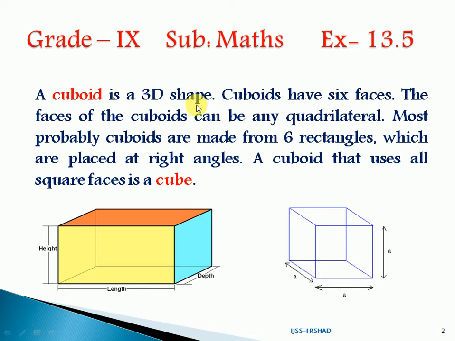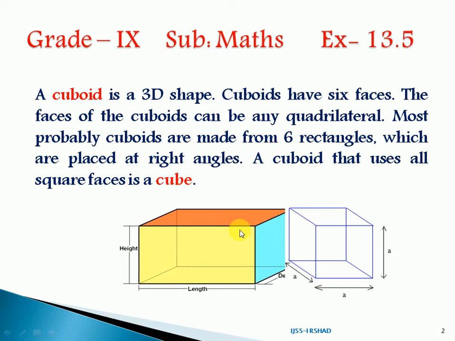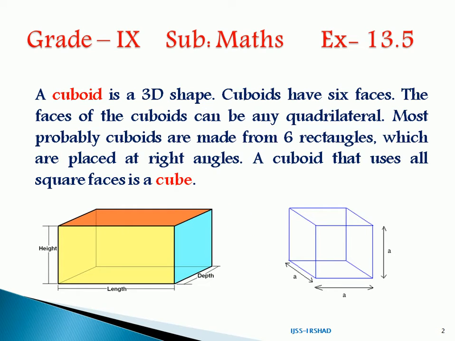A cuboid is a 3D shape, a three-dimensional shape, as you can see in this figure. A cuboid has six faces. You can see here one face, two faces, and on the other side a third, and the bottom is the fourth, and this is the fifth, and on the opposite side this one is the sixth. So four sides and top and bottom make six faces. The faces of a cuboid can be any quadrilateral, meaning four-sided figures. Most probably cuboids are made up of six rectangles.